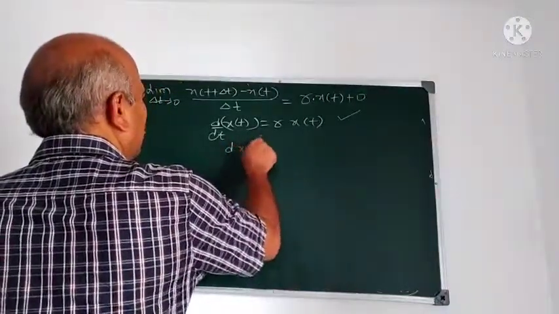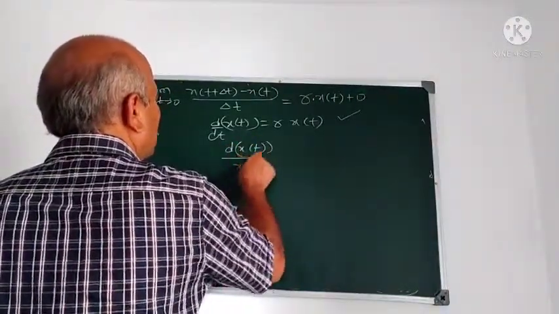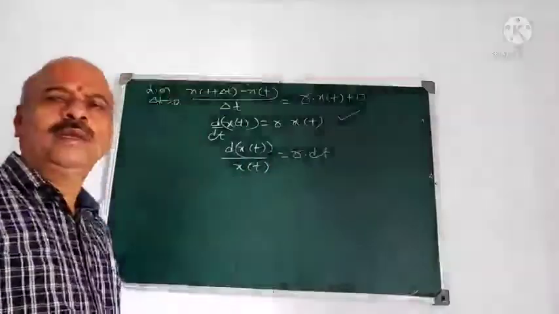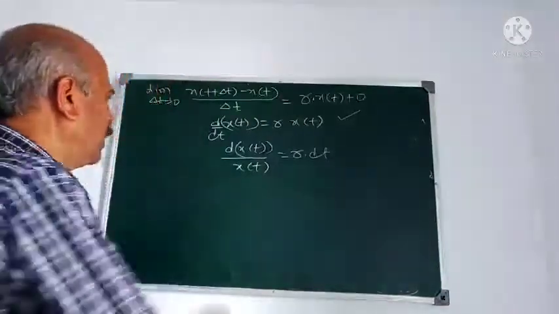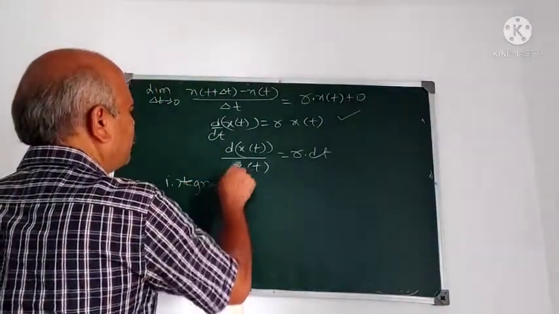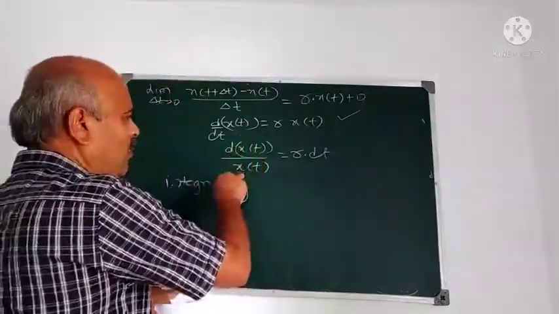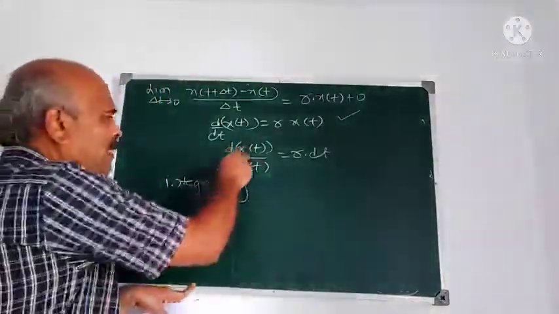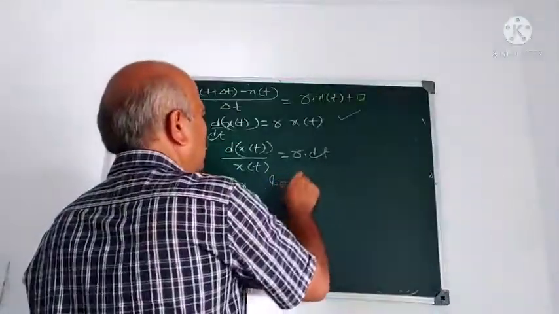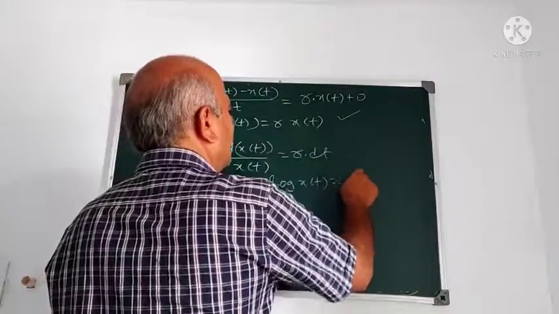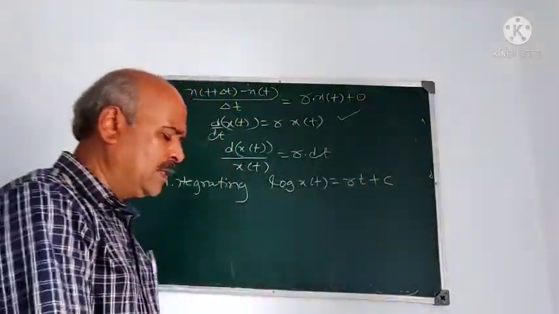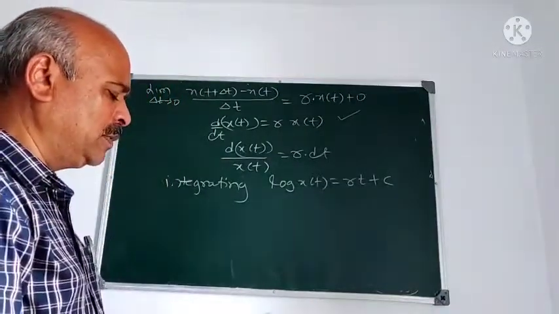Therefore, dx of t divided by x of t is equal to R dt. Variables have been separated. Now integrate. Integrating, what is dx of t upon x of t? It is f dash x upon f x. What is the integration of f dash x upon f x? Log x of t is equal to R into t plus c. What is c? c is the constant of integration.